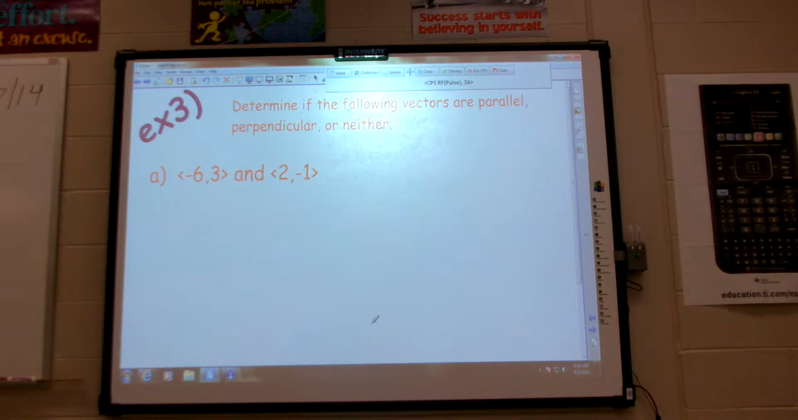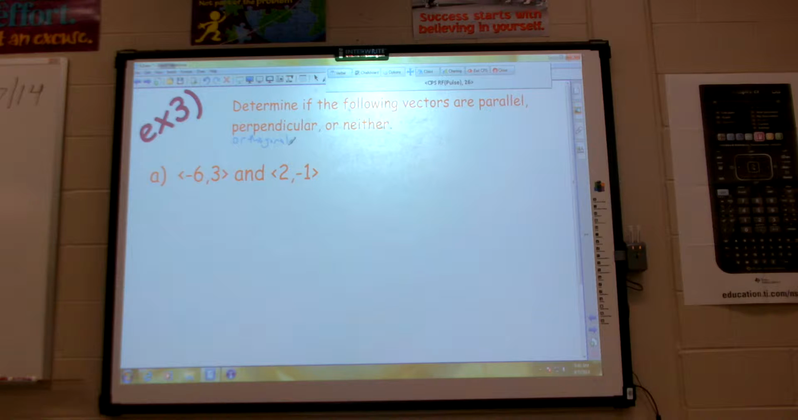So now we're going to determine if the following vectors are parallel, perpendicular, or neither. And actually, orthogonal. That's probably how I'll write it on the test. Determine if the following vectors are parallel, orthogonal, or neither. We've got negative 6, 3, and 2, negative 1.